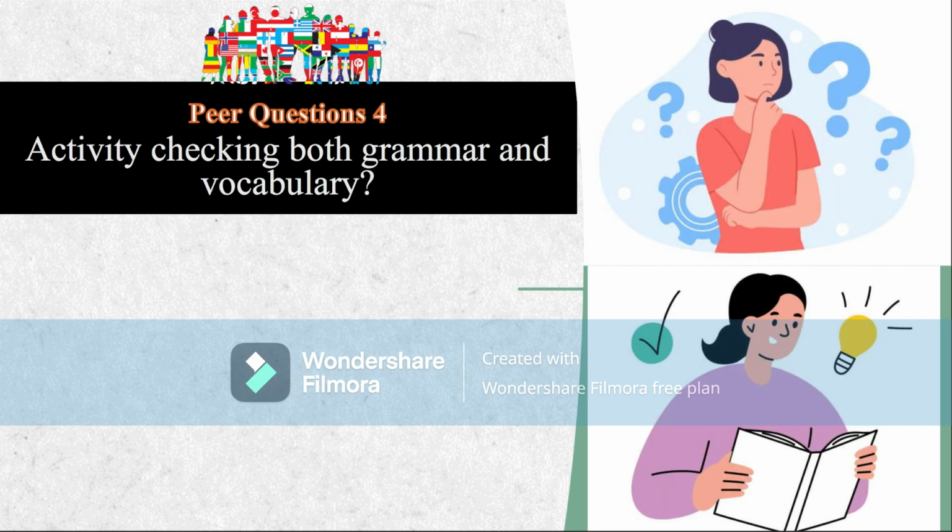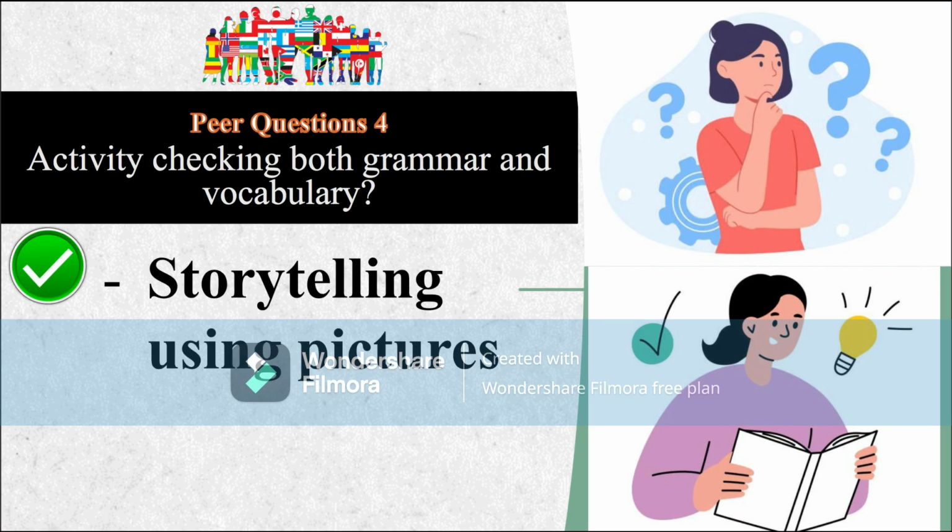Question 4. Describe one activity that checks both grammar and vocabulary. A simple answer could be storytelling using pictures. This checks both word choice and sentence structure while students speak or write. These peer questions are a simple way to review key ideas and think about how to apply them in your own classroom.